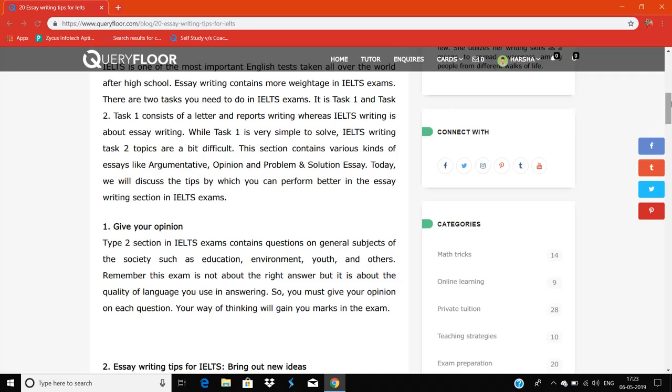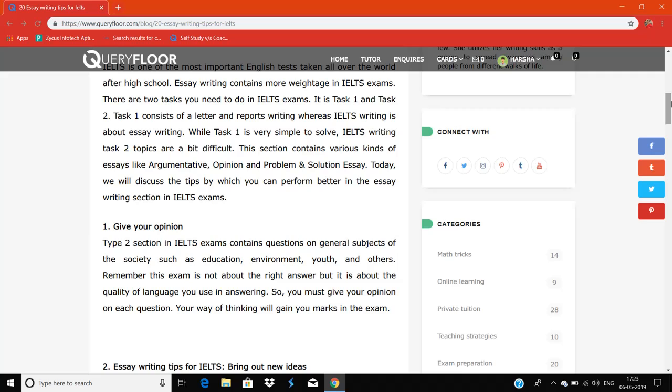There are two tasks you need to do in IELTS exams: the first task and the second task. The first task consists of letter and report writing, whereas IELTS writing task 2 is about essay writing. While task 1 is very simple to solve, task 2 topics are a bit difficult. This section contains various kinds of essays like argumentative, opinion-based, and problem and solution essays.